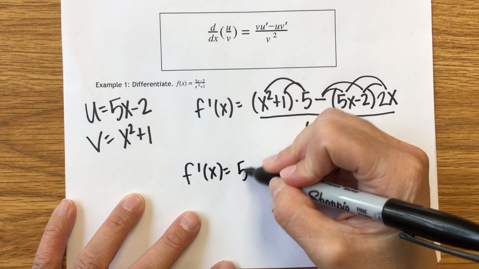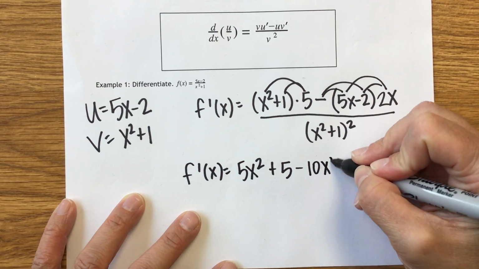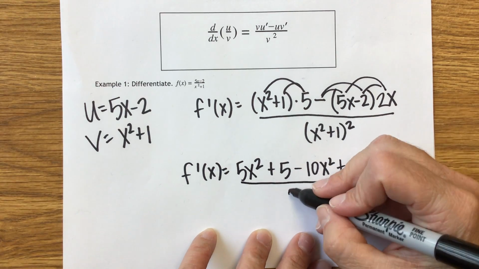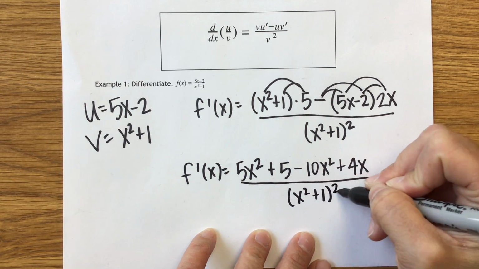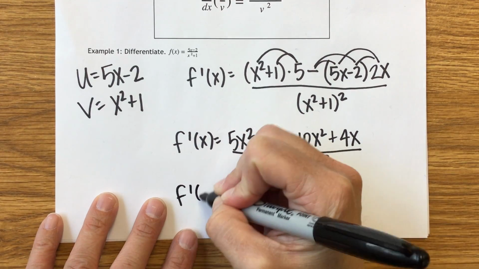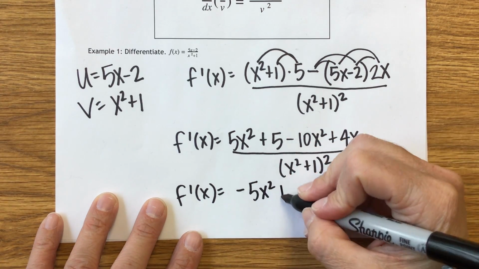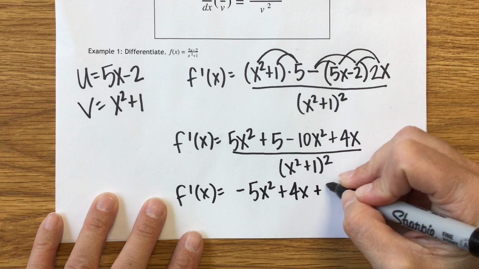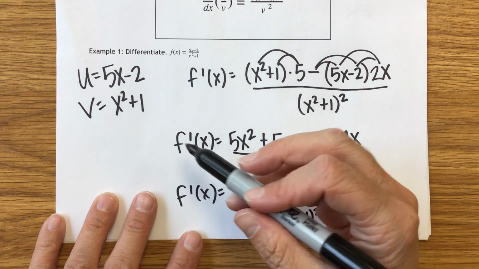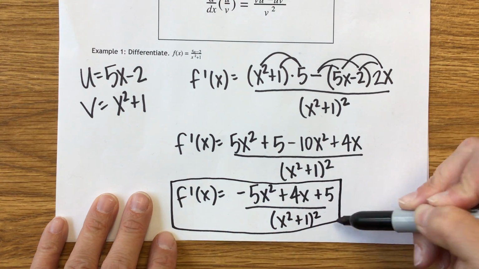So the top would be 5x squared plus 5 minus 10x squared plus 4x all over the bottom, which I'm not changing. So the top, it looks like we can, again, combine some like terms. So negative 5x squared plus 4x plus 5. And the bottom stays the same. So that is my derivative.